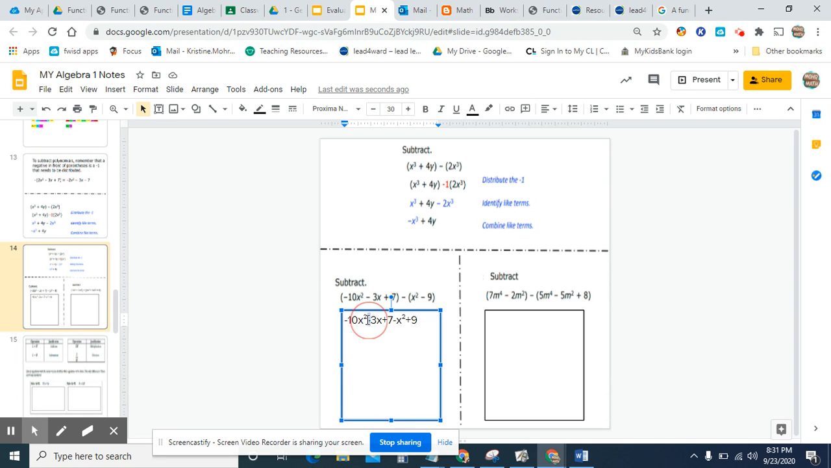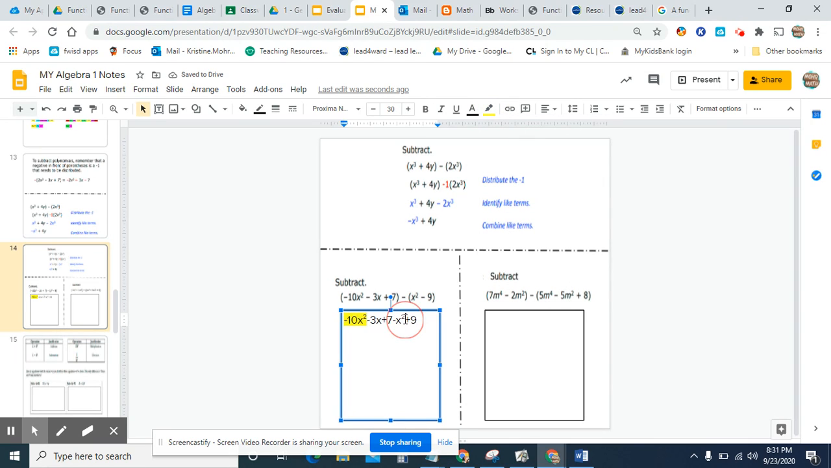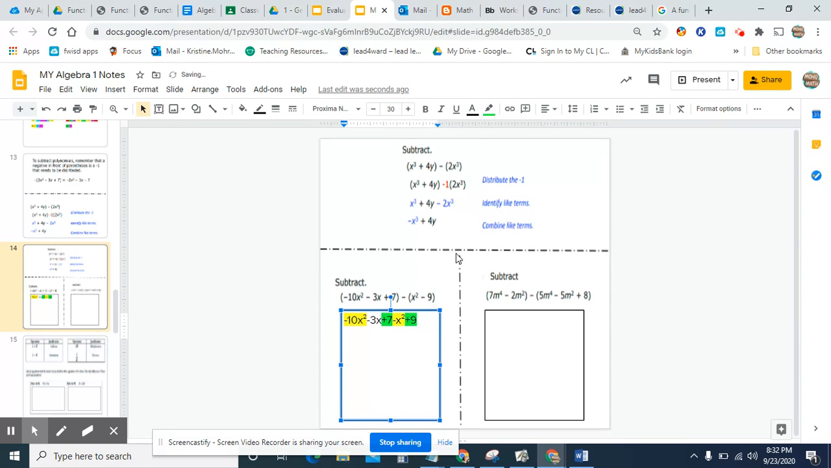I didn't get that whole thing. Oh man. Oops. -10x squared, if we highlight that yellow, it is a like term with the other -x squared. Then we look, we've got -3x, but nothing else has just a sole x with it. So we look now at 7, and it does have a like term, the 9. So we can highlight that one, and then combine. Negative 10x squared minus x squared is negative 11x squared.